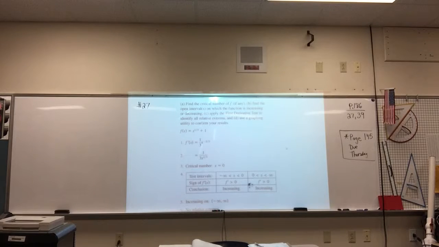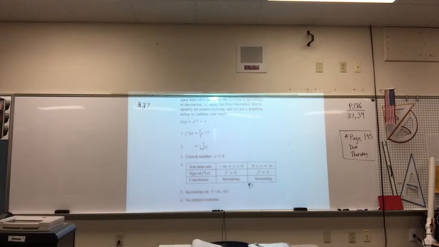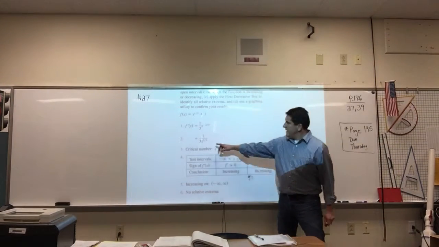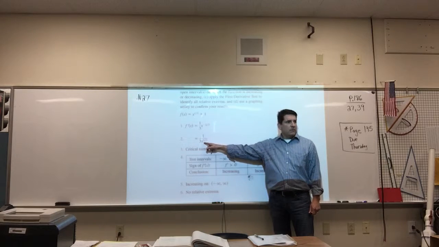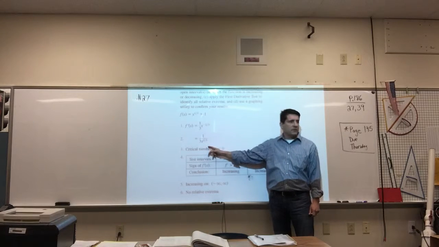How do you get that the critical number is x equals 0? By the fact that it's undefined. If x were 0, then you get 1 over 0, and 1 over 0 is undefined.